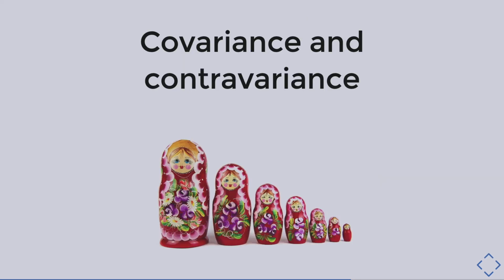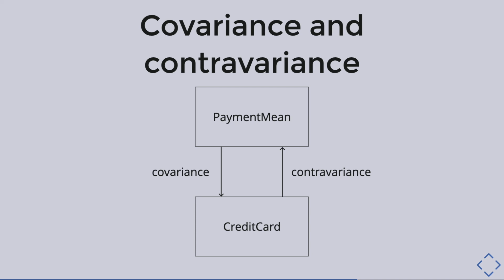Now I will introduce two new concepts, which are covariance and contravariance. It's kind of simple, in fact. Covariance is the process to go from a less specific class to a more specific class. And contravariance is the reverse operation.